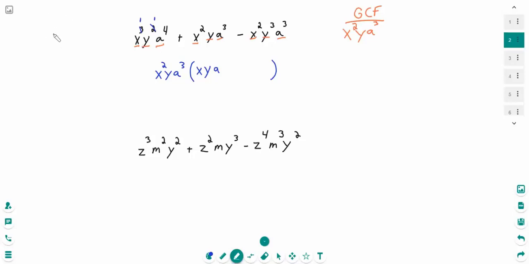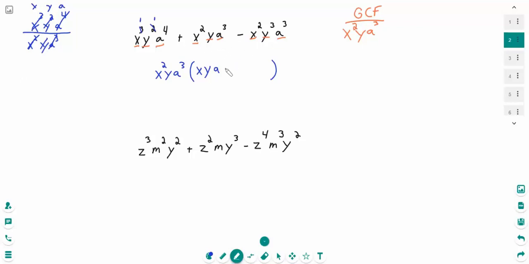And if you didn't understand that, just real quickly out to the side, I'm just rewriting that first term. All I did was mentally divide out the greatest common factor, x squared y a to the third. This x squared will cross out 2 of these x's, and we're going to be left with just an x. This y will cross out 1 of these y's. We're left with just a y. These 3 a's will cross out 3 of these a's, and we're going to be left with just an a. So we have an xya. Does that make sense? So let's keep going.